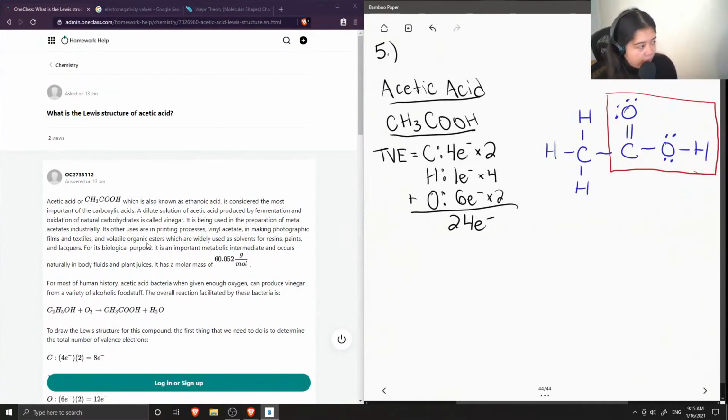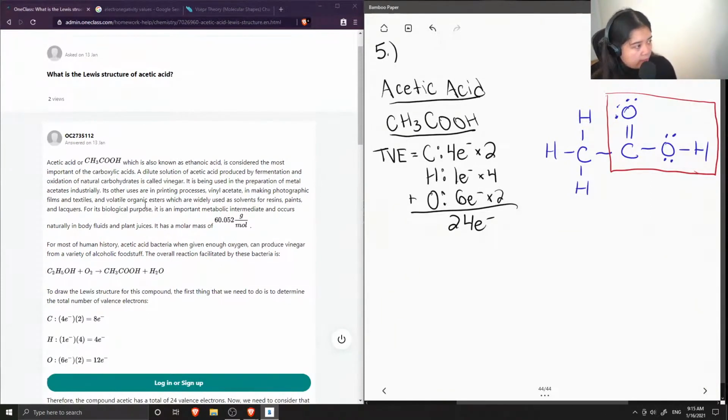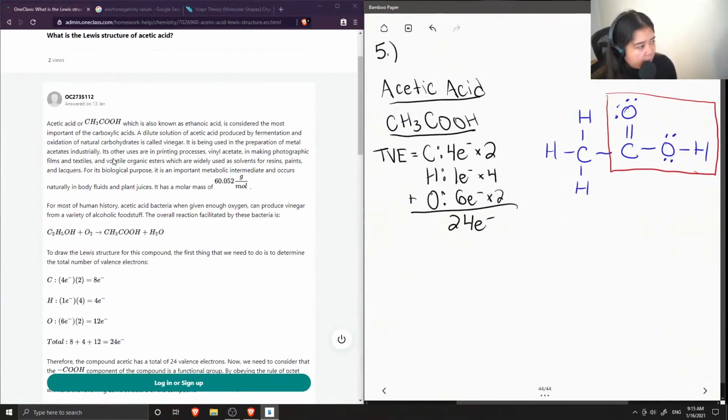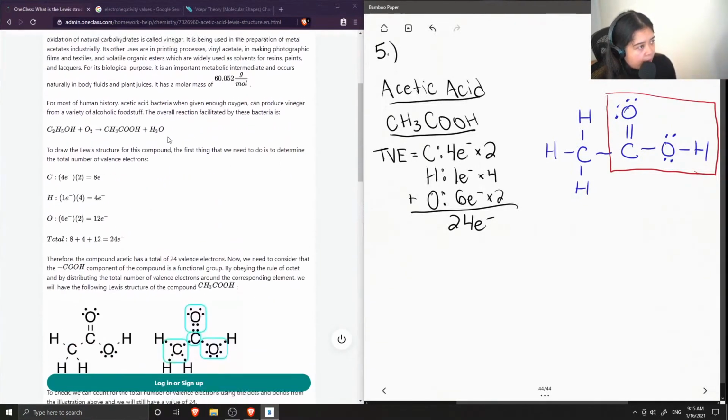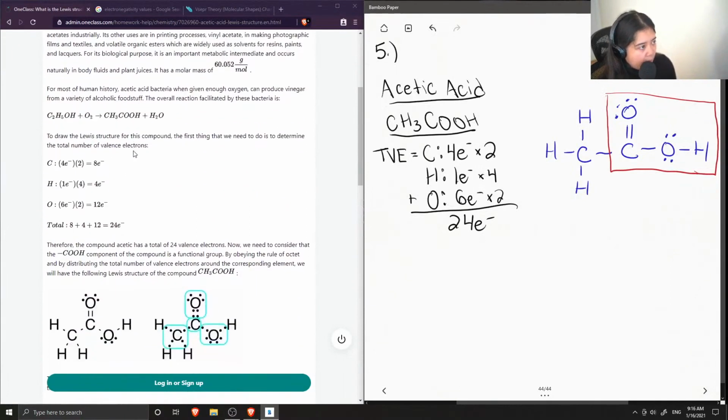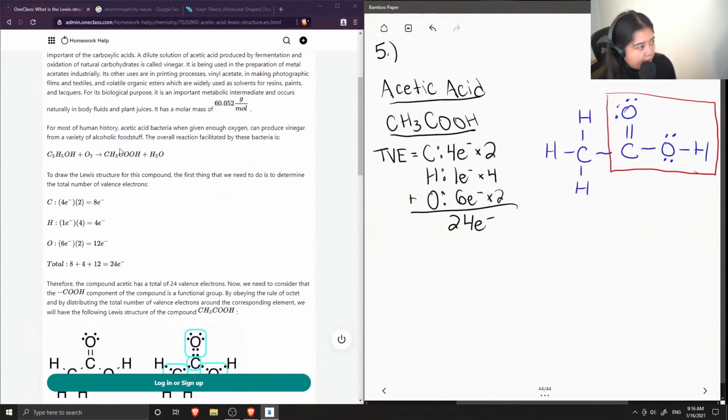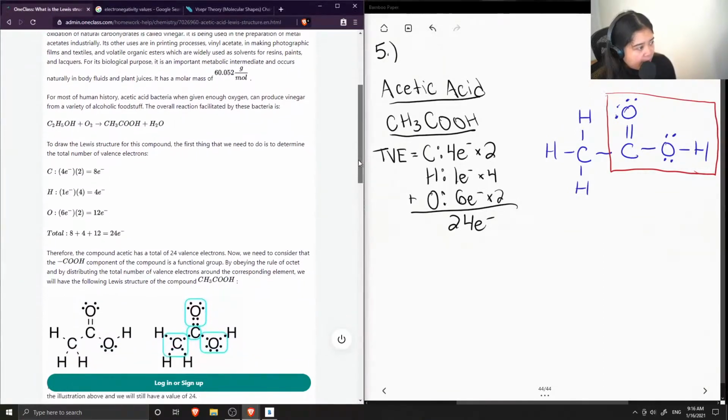And the junior tutor said that acetic acid, which is also known as ethanoic acid, is considered the most important of the carboxylic acids. A dilute solution of acetic acid produced by fermentation and oxidation of natural carbohydrates is called vinegar. Okay, so they have some background information with vinegar and how to even produce it.